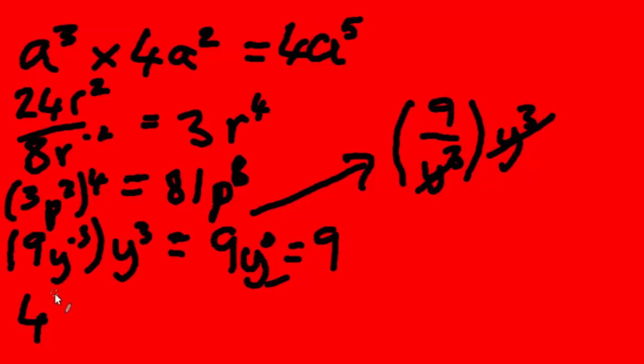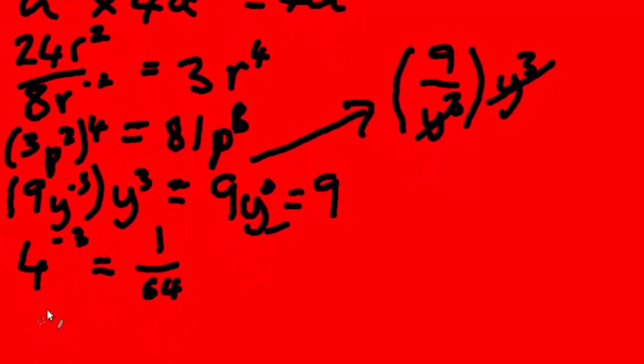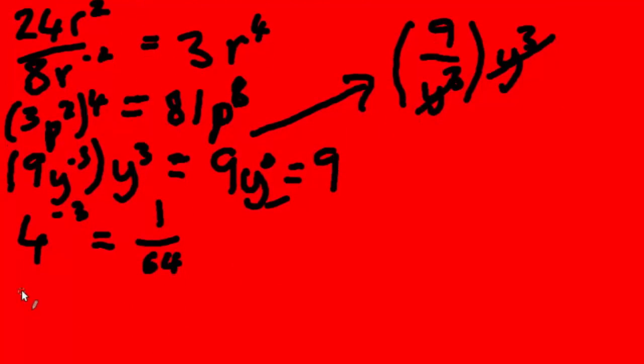Okay, 4 to the minus 3. Well, classic mistake here is to see a negative power and make the answer negative. They love, if they see a negative, they suddenly put the answer as negative. They forget that negative powers have no bearing actually on the sign of the answer. All they do is the reciprocal function, and so this will be 1 over 4 cubed, which is 1 over 64.